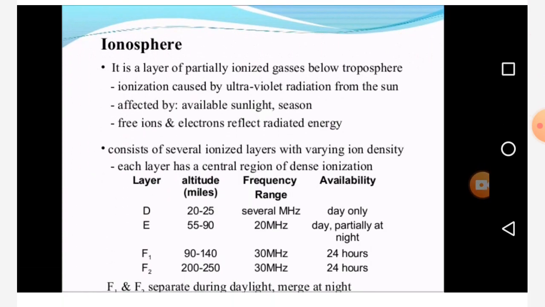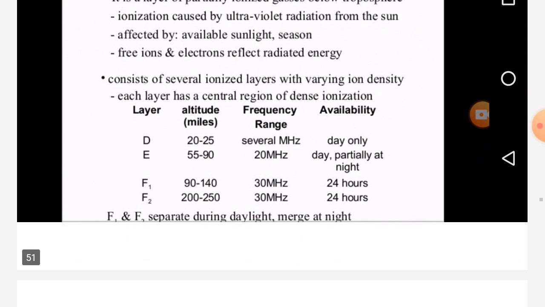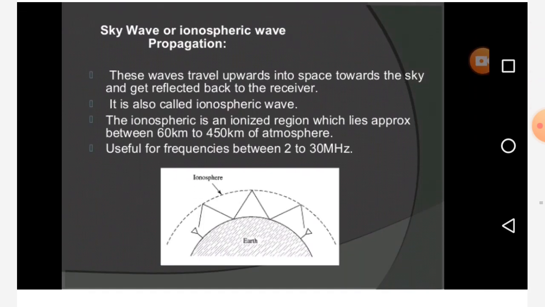So what is the ionosphere? You can go through this information. This is the ionosphere layer. Next, skywave continued: these waves travel upward towards the sky and get reflected back to the receiver. You can see in the diagram. The ionosphere is an ionized region which lies approximately between 60 km to 450 km of atmosphere, useful for frequencies between 2 to 30 MHz.